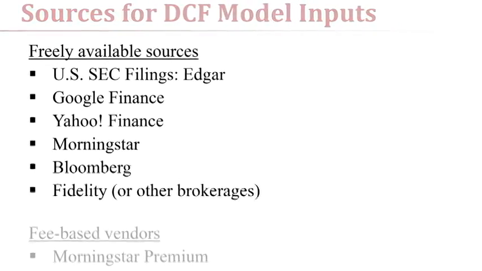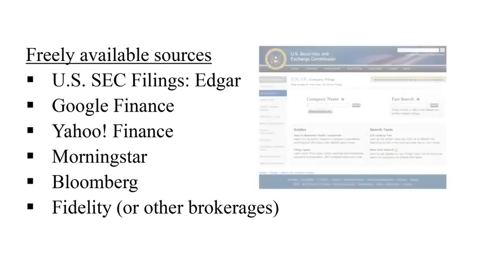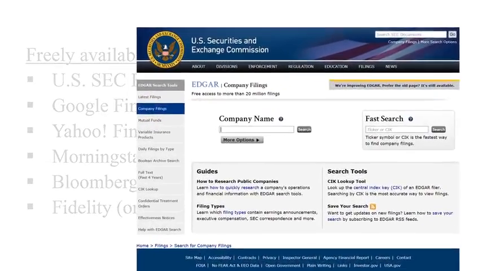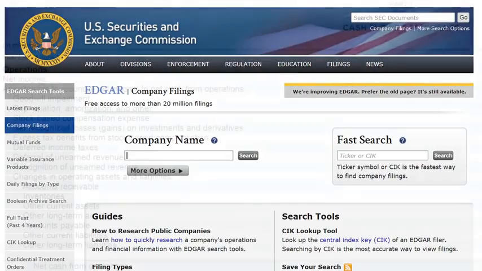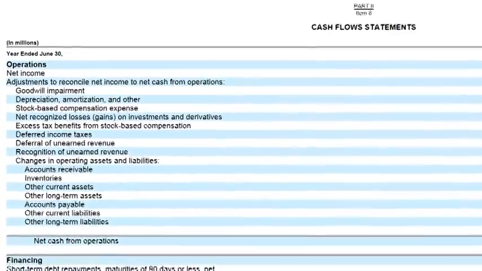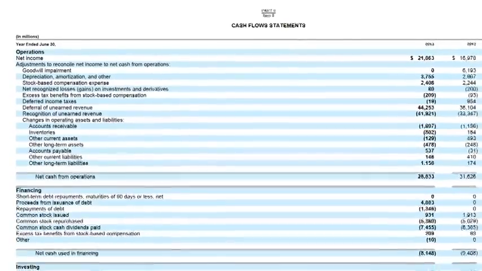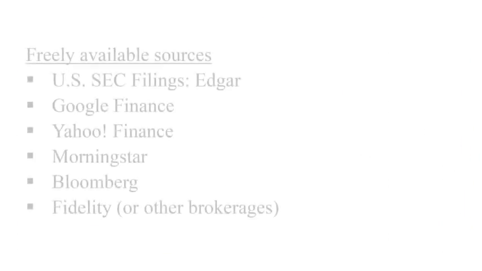Let's start with the freely available sources. I've listed the US SEC filings available on EDGAR as the first item because, in essence, everything that we're doing here relies on the company's financial statements. Those financial statements are filed with the SEC and are available publicly on EDGAR. So those are the source documents from which pretty much every other data vendor is drawing that information. So why not go to the source?